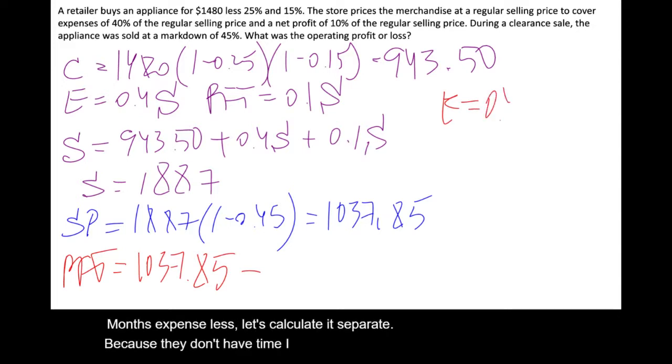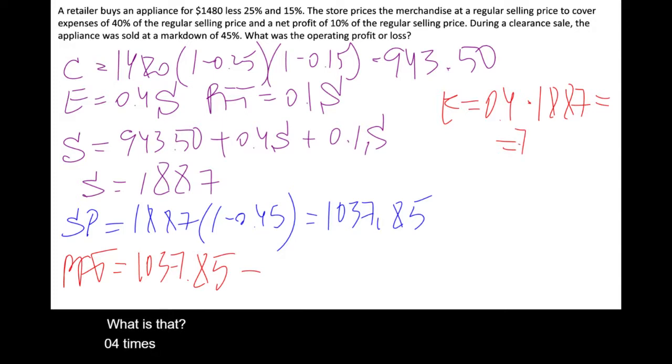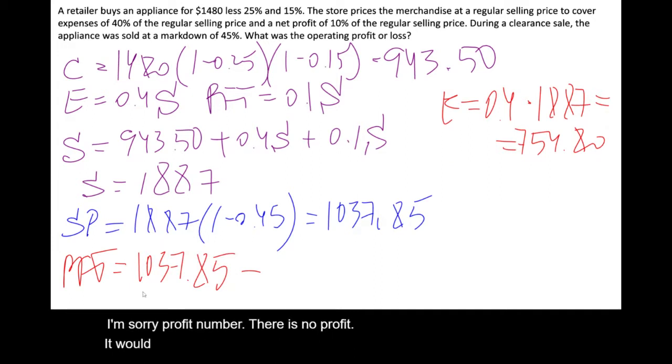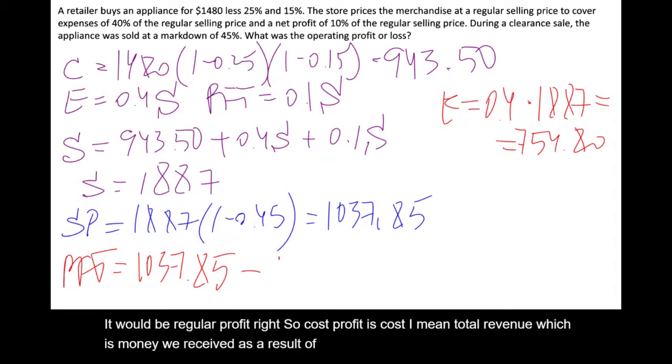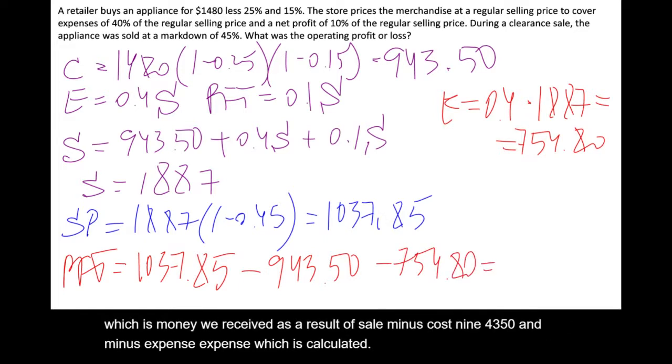I mean, 0.4 times 1887. What is that? 0.4 times 754.80. And profit. Oh, sorry, no, there is no profit here. It would be regular profit, right? So profit is total revenue, which is money we received as a result of sale, minus cost 943.50, and minus expense, which is calculated.